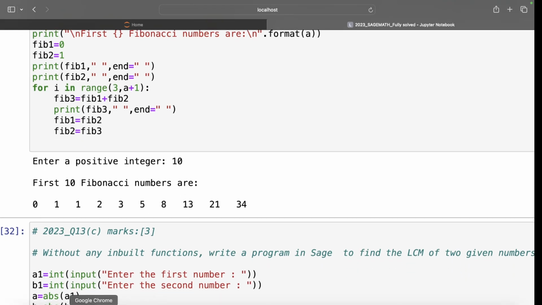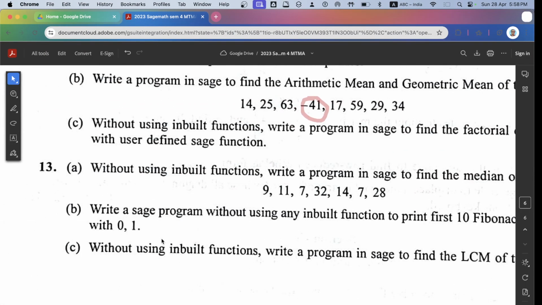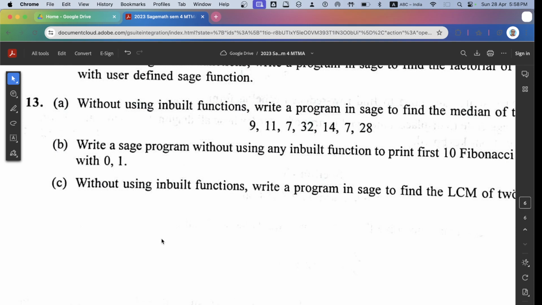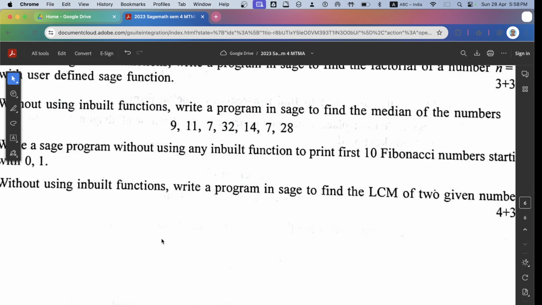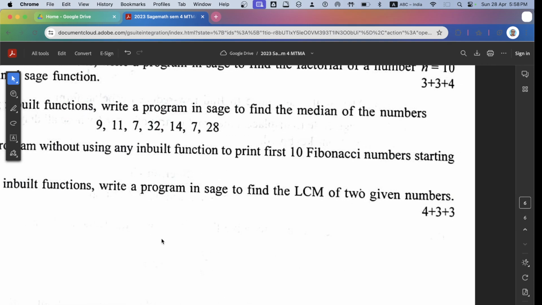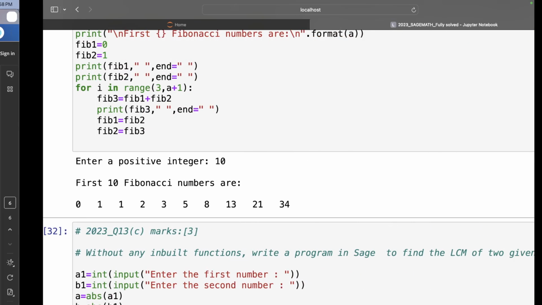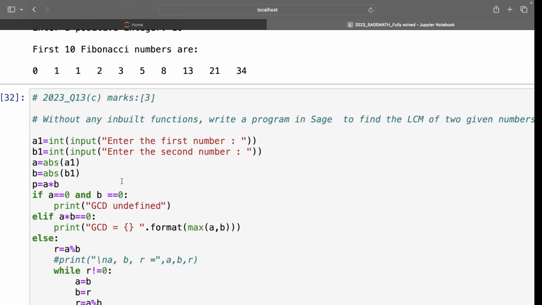Question 13c. Without using inbuilt functions, write a program in Sage to find the LCM of two given numbers. A1 is an integer variable, input the first number. B1 is an integer variable, input the second number. A equal to absolute of A1, B equal to absolute of B1.